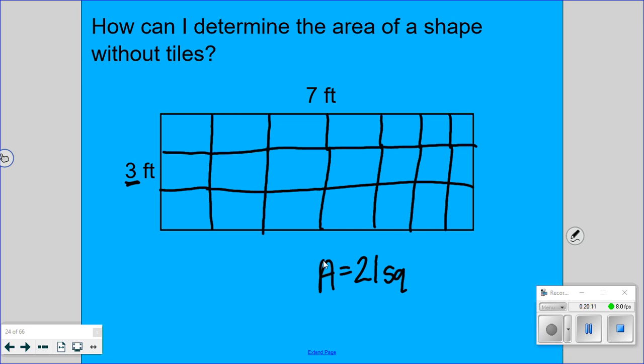Look at our dimensions. Does anyone know what FT stands for? Don't yell it out at me. Raise your hand if you know what that abbreviation is. Julian, what is that? Feet. So instead of writing square units, I'm going to write square feet because I know I'm counting by feet. That's what that FT tells me. Let's try another one.